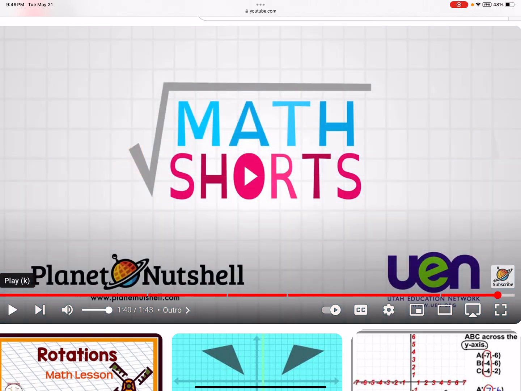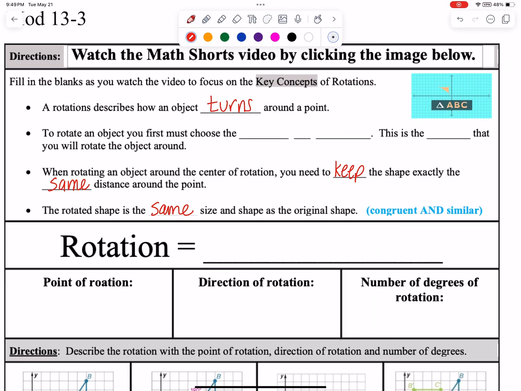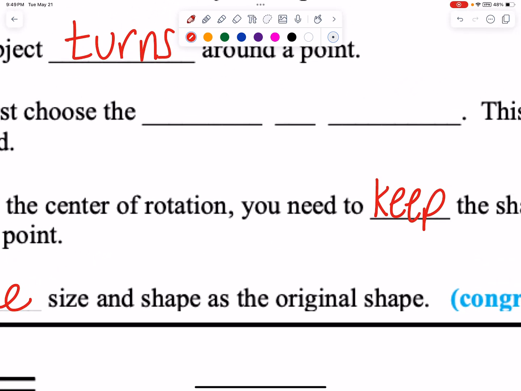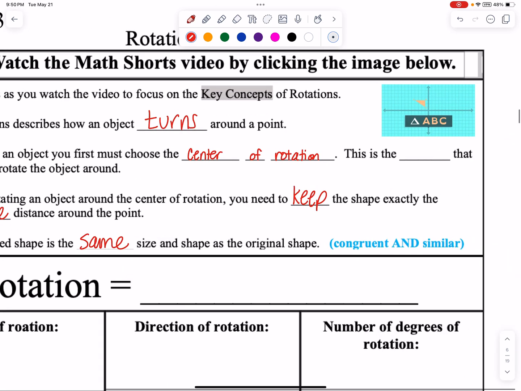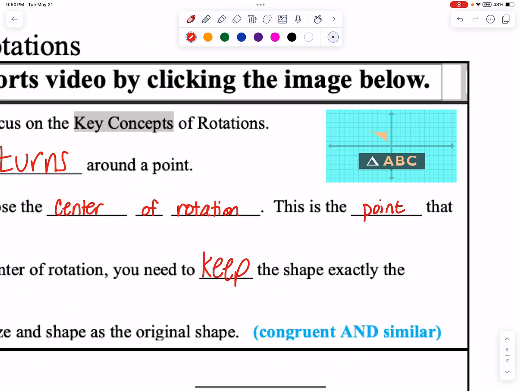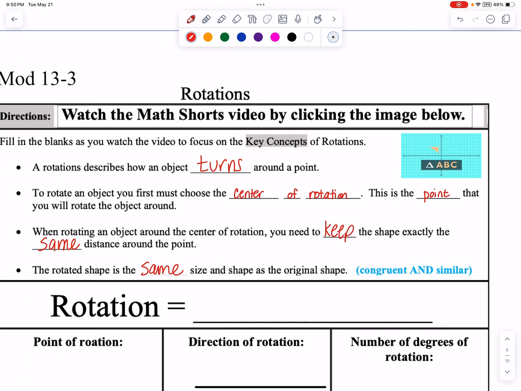All right, so that's that with rotations. Let's go back here and fill in the blanks. To rotate an object, you must first choose the center of rotation. Sometimes you'll rotate around a point of the shape. A lot of times you'll rotate around the origin. This is the point that you will rotate the object around.